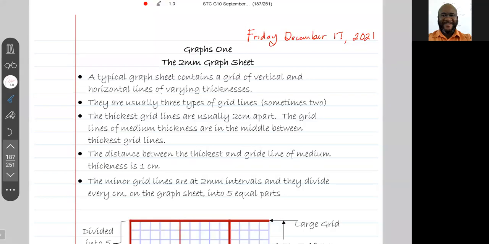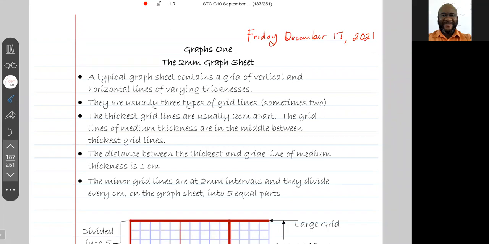All right, so graph one, the 2 mm graph sheet. Now this says a typical graph sheet contains a grid of vertical and horizontal lines of varying thicknesses. So there are usually 3 types of grid lines, sometimes only 2.